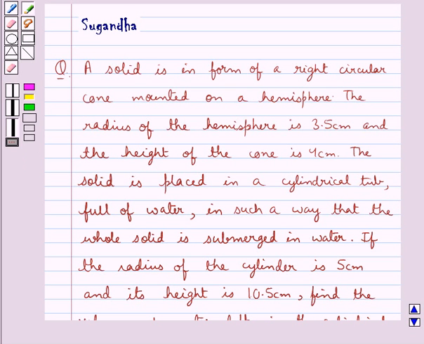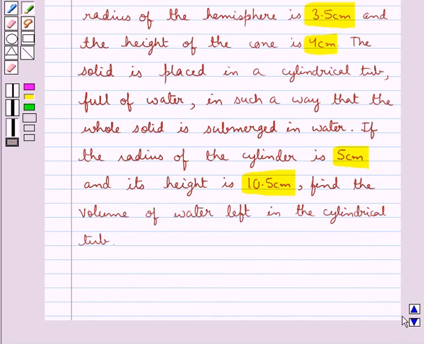Welcome to the session. In this session, we discuss the following question, which says, a solid is in the form of a right circular cone mounted on a hemisphere. The radius of the hemisphere is 3.5 centimeters and the height of the cone is 4 centimeters. The solid is placed in a cylindrical tub full of water in such a way that the whole solid is submerged in water. If the radius of the cylinder is 5 cm and its height is 10.5 cm, find the volume of the water left in the cylindrical tub.